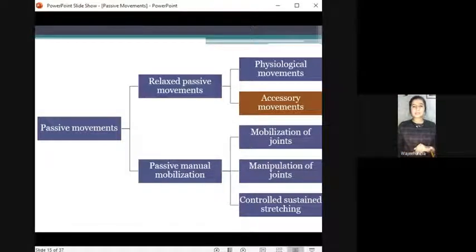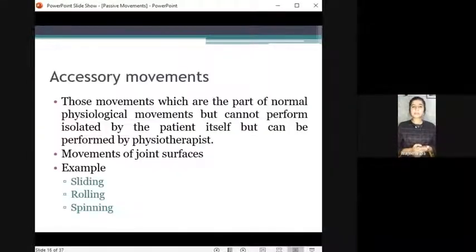The next is the accessory movement. Accessory movements are those which are part of normal physiological movement but cannot be performed in isolation by the patient, though a therapist can perform them. It means in all kinds of physiological movements, there are some accessory movements that the patient is not able to differentiate and isolate. But being a physical therapist, we can perform these accessory movements.